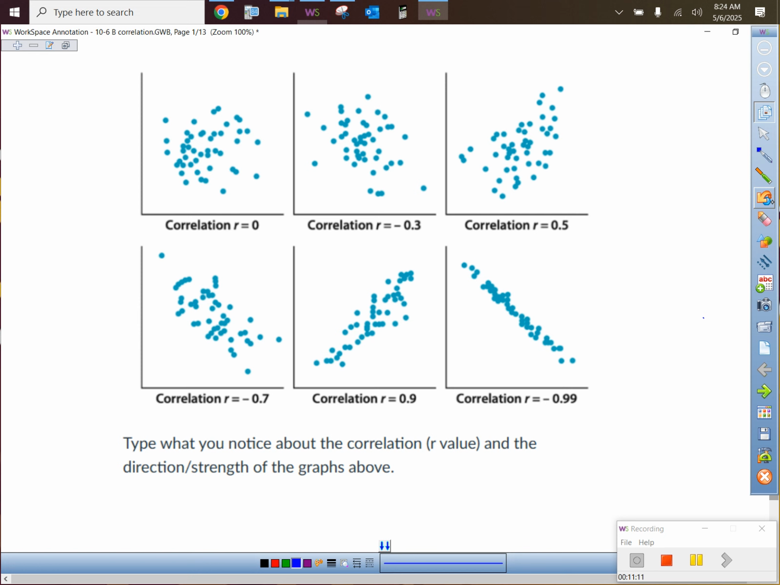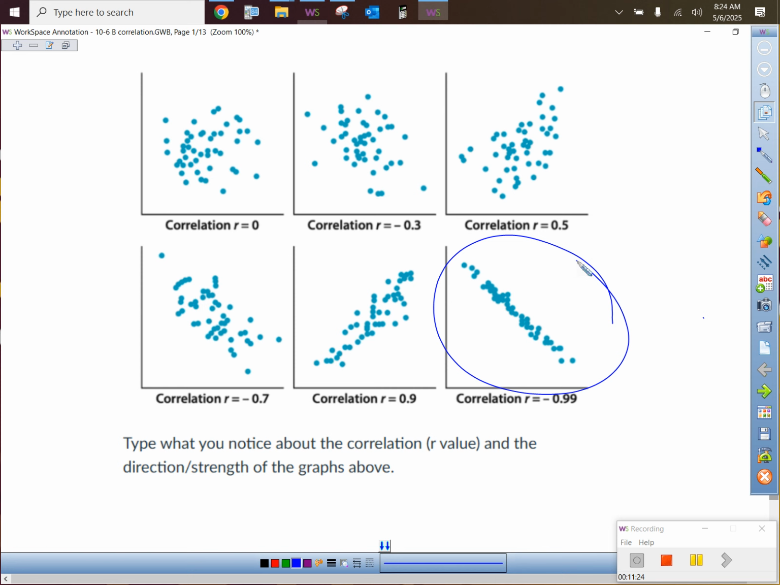Numbers are getting closer to 1. Right, because if they're closer to 1, what do you think about the strength of these graphs? Stronger. This one is not even close to 1, but it's really, really strong. Why is it not close to 1? It's really close to which number instead? -1, right? So the strength is about being close to 1 or -1. Are you with me on that? The negative means you're strong going down, and the positive means you're strong going up in that case.